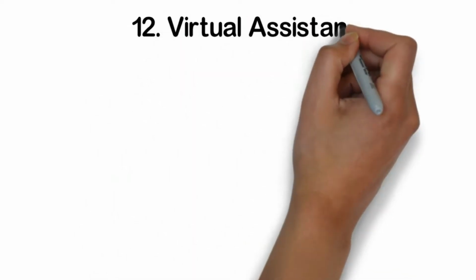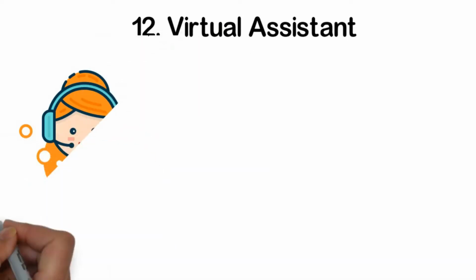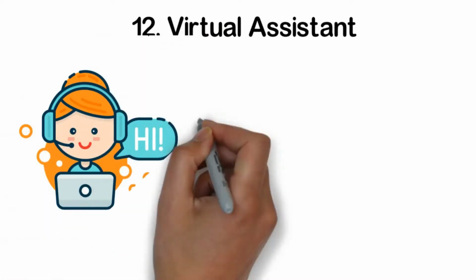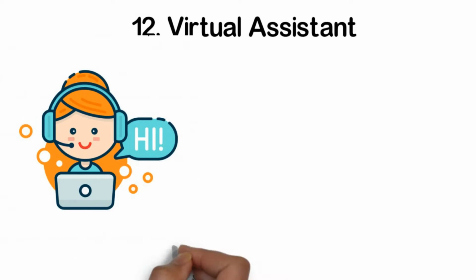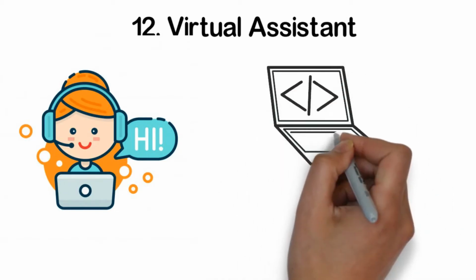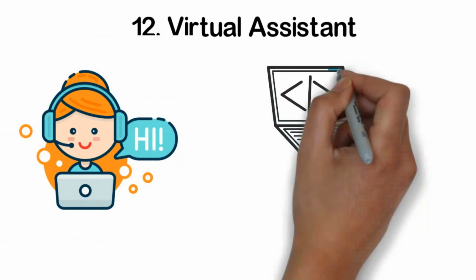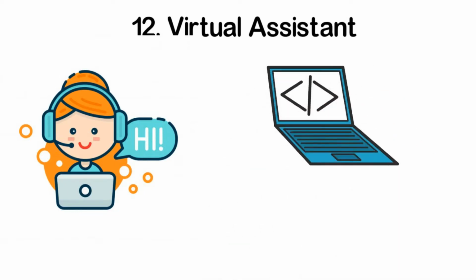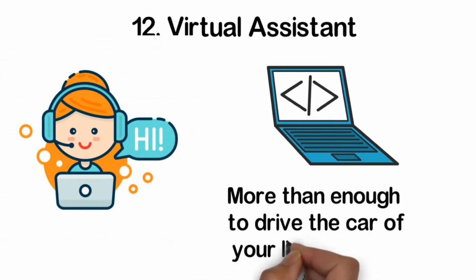Virtual assistant. You will be startled if I tell you the basic hourly wage of a VA. They start from $30 to $50 an hour and can go higher if their work speaks for themselves. And you know the best part? You can work with multiple clients together if your memory and managing multiple task skills are great. All right, now multiply the amount for the number of hours you work and the number of companies you work for. More than enough to drive the car of your life, I wonder.